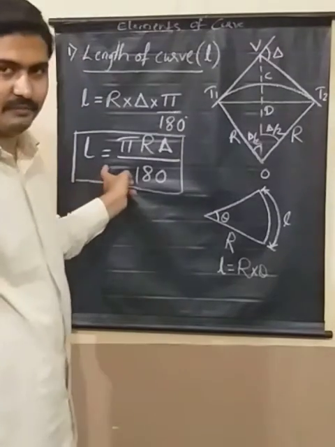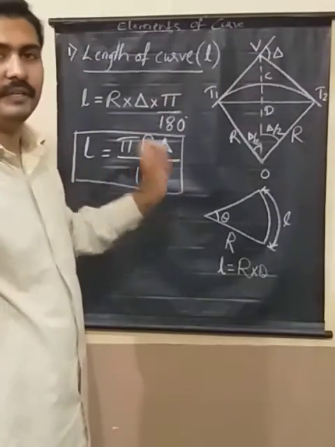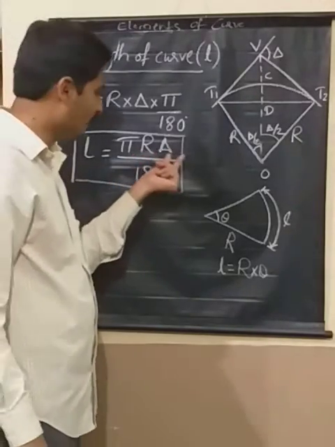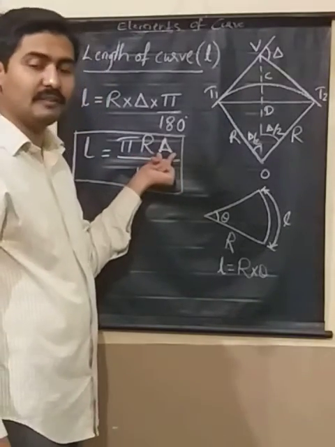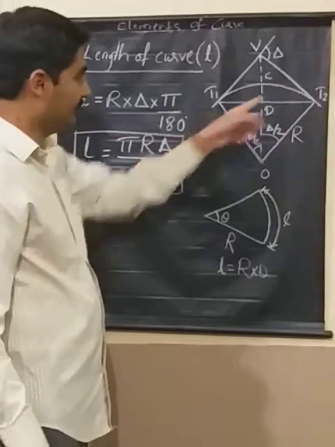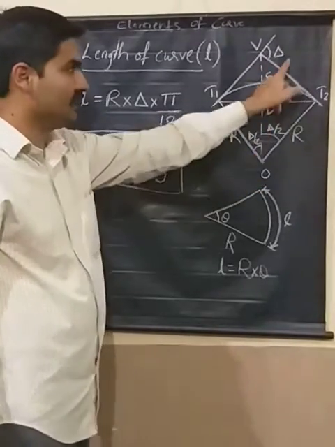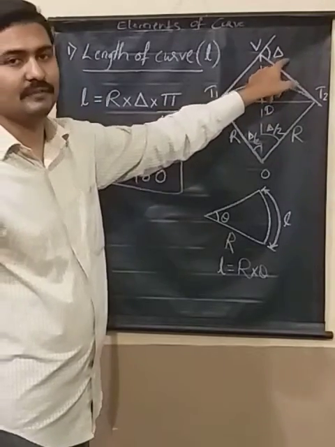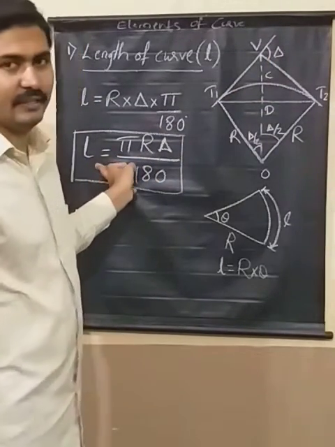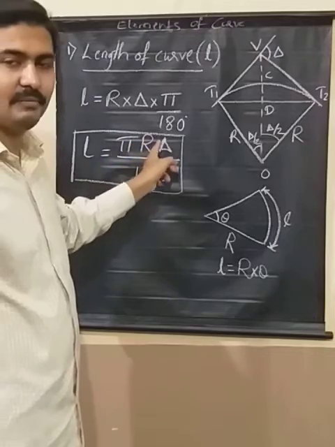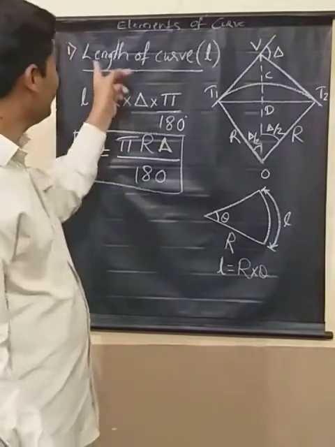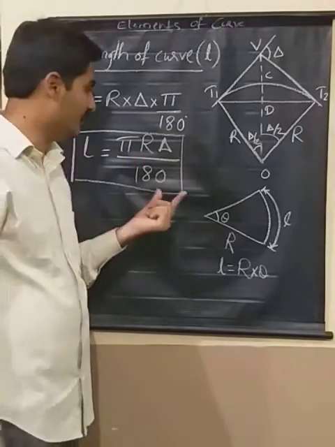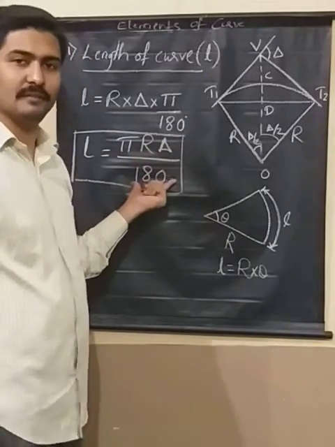So this is the formula which I am going to use to find out the length of the curve. If I know the radius of the curve and the central angle, or the angle of intersection, both are the same, right? Then you can easily get the length of the curve as pi R delta by 180. So this is the first element of the curve, how I am going to get the length. This is the formula for finding the length of the curve.